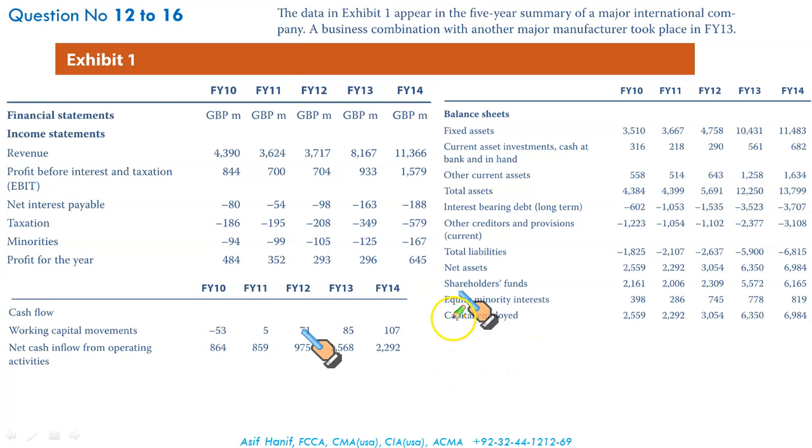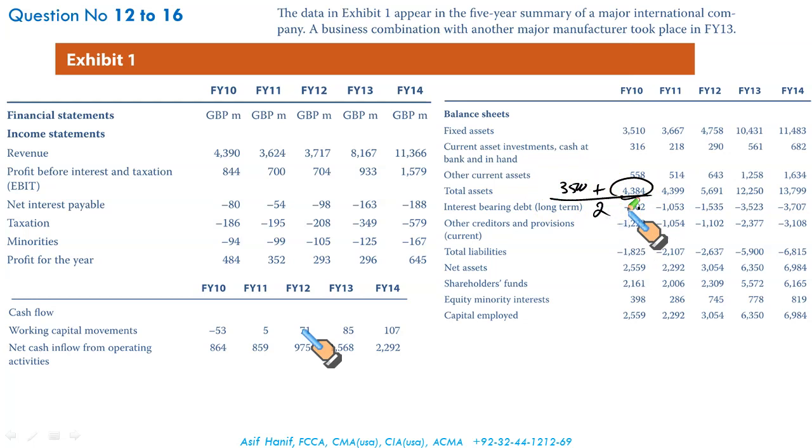Let us first calculate what has been the growth in assets. Assets have grown from 4384. Average assets in the beginning were 3500 million plus 4384. Take this average.